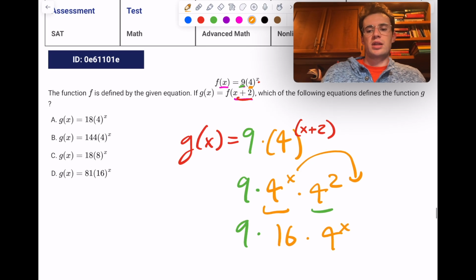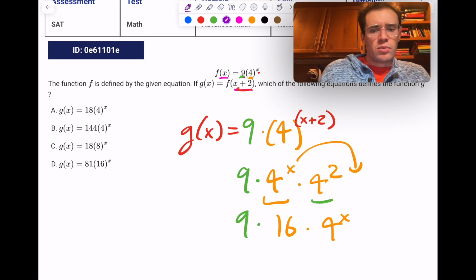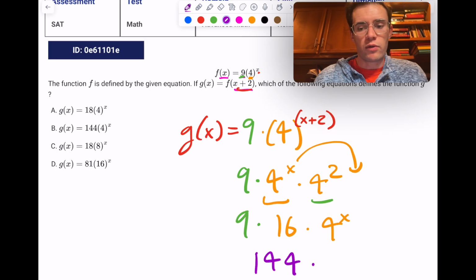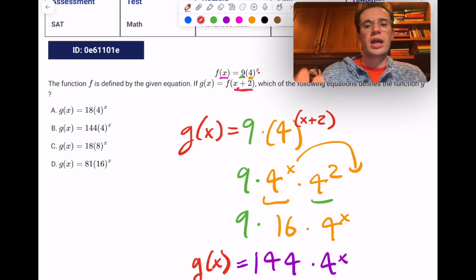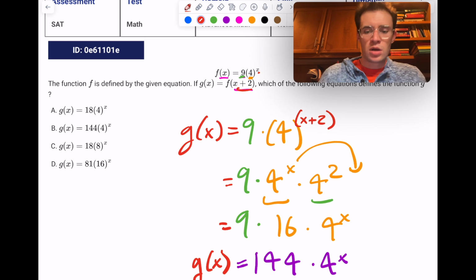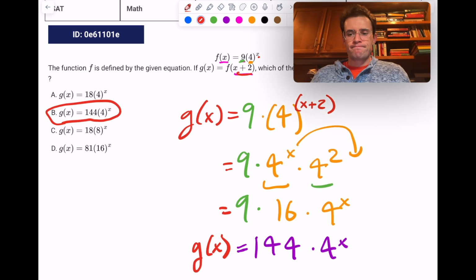All right, so now we've got the 4 to the x term separated. And do they have one that has that? No, I think we have to actually multiply it out. Well, that's 3 times 4 times 3 times 4, so it's like 12 squared. This would be 144. So we get 144 times 4 to the x is equal to g of x, which again was just plugging in x plus 2 for the f function that they gave us. All right, so let's see if that's an option. That is option B. So that's all you have to do there.